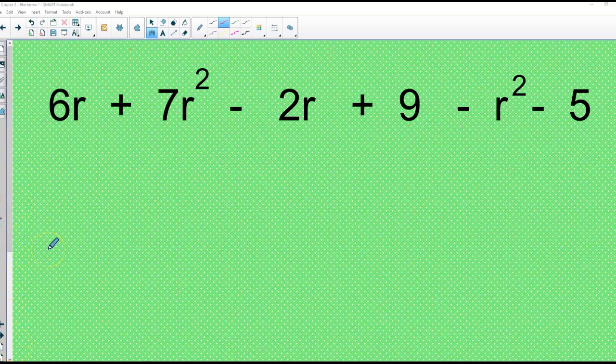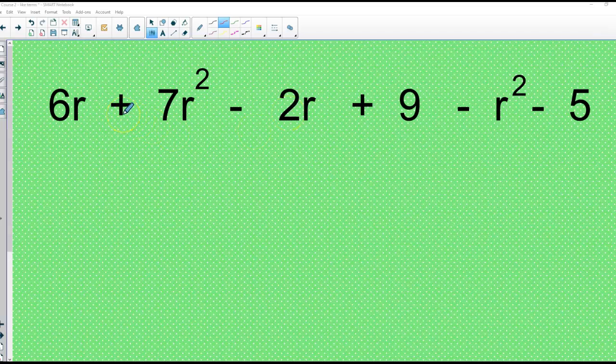Okay, now that we know what a like term is and are able to pick them out, we're going to take the next step here. And the next step is we need to identify them in a problem and be able to match up anything that is a like term. So let's say, for example, this first thing in my expression here says 6r. So I need to see if there's anything else in this expression that would be a like term with 6r. So an r with no exponent. So I see this one is an r with no exponent.